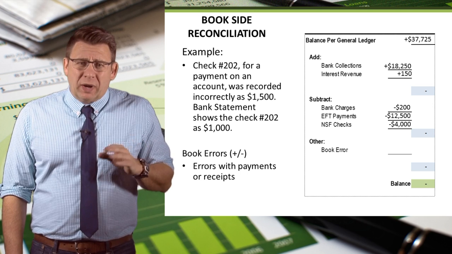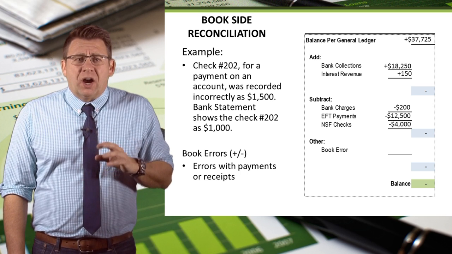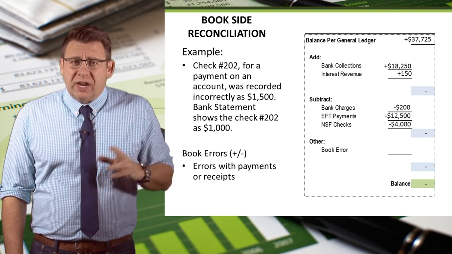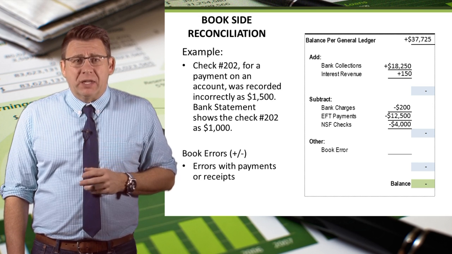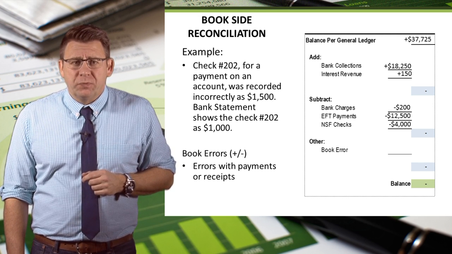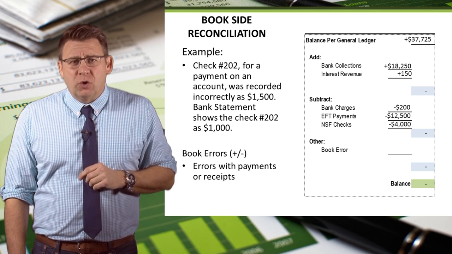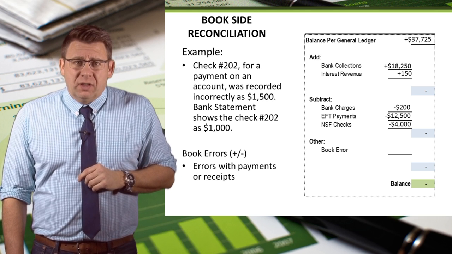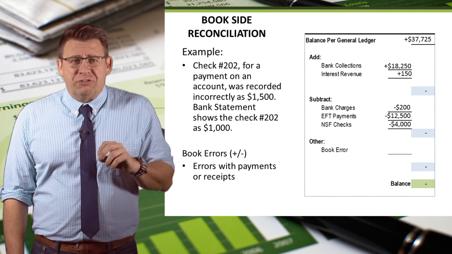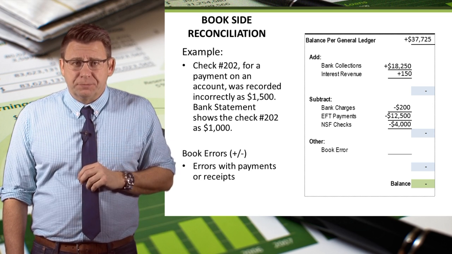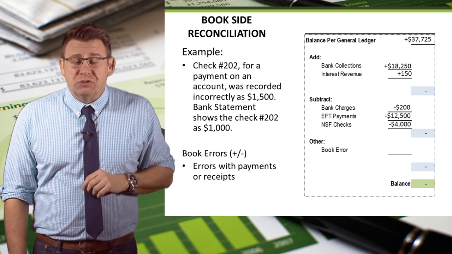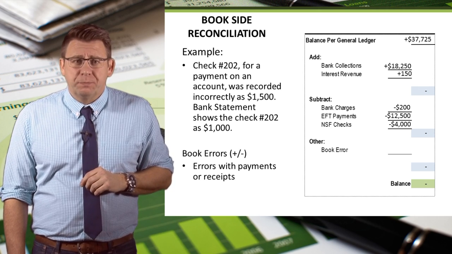The final item that reconciles the book balance is book errors. Book errors can either add or subtract from the book balance depending on the nature of the error. Let's assume that check 202 was incorrectly recorded by the accountant. The amount deducted from the cash account was $1,500. The bank statement shows it cleared for $1,000.